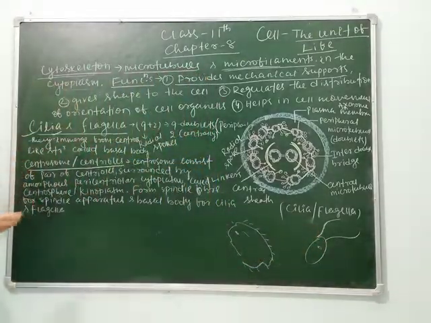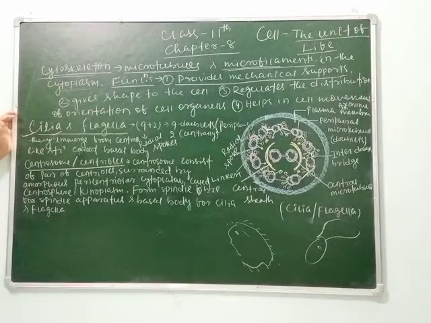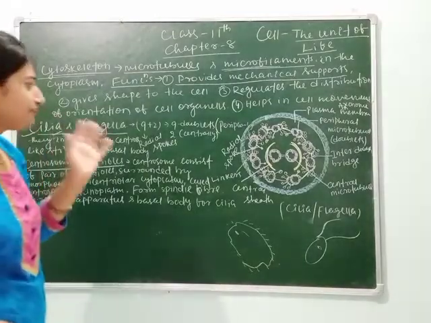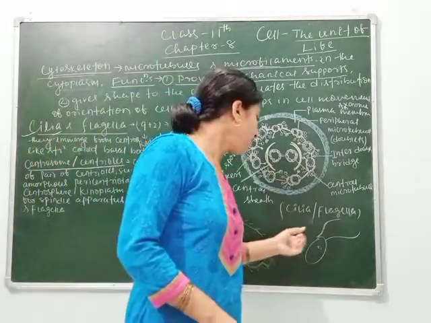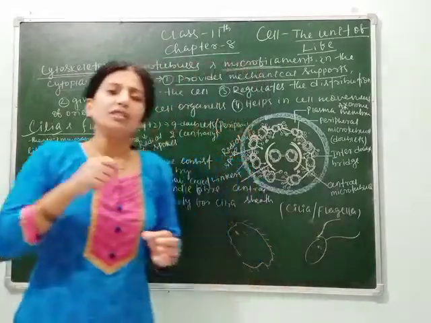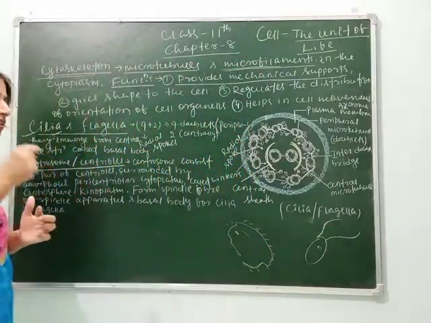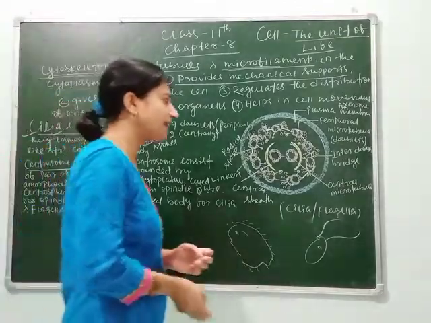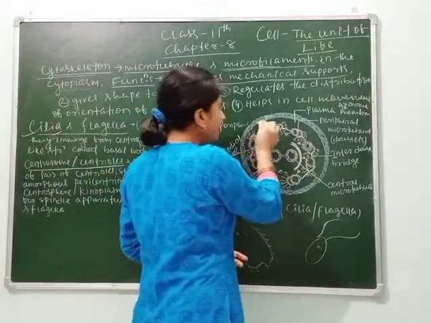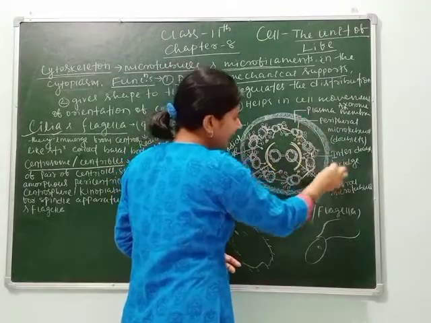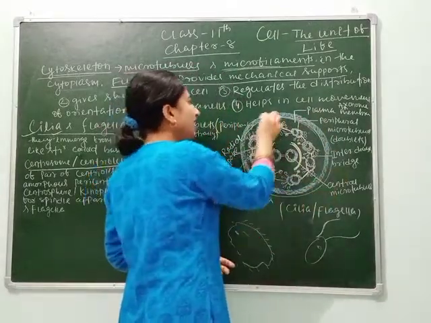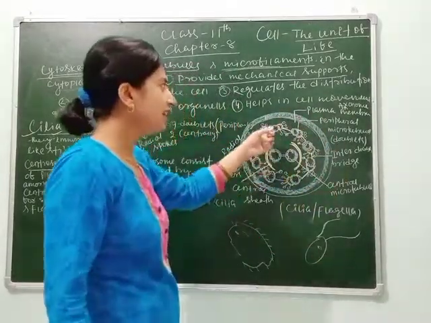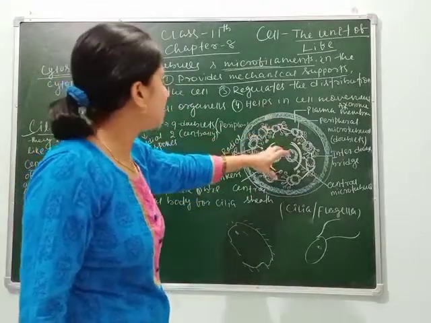So what are they made up of and what is their function? As we know, the cell membrane bears cilia and flagella. If we take a cross section of cilia or flagella, then we can see the structure looks like this. You can see the diagram of the cilia or flagella. If we cut it in cross section, we can see the structure like this.